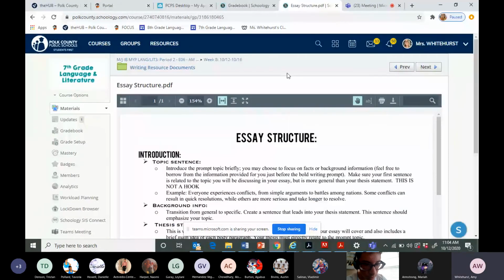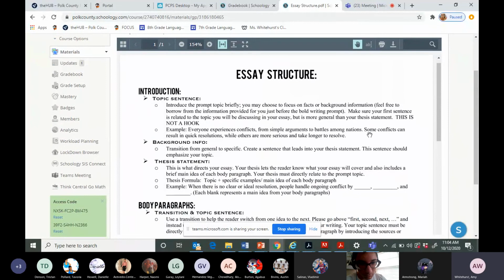The reason that it would be helpful to print these out is because while you are revising, you could go back and look at it at any time. So earlier, the question: if I don't have a hook, what do I do in my introduction?